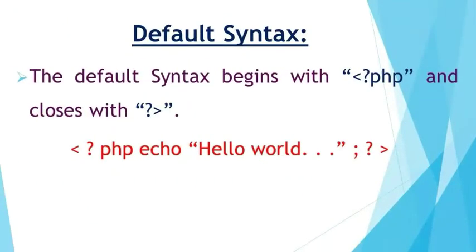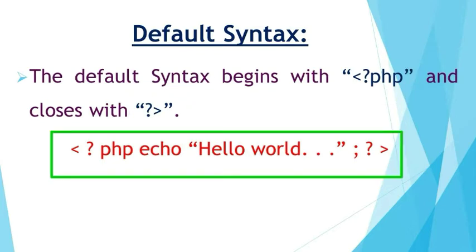The default syntax begins with less than question mark php and closes with question mark greater than. See here, this is the example code of default syntax. Here, this is the opening tag, this is the closing tag. This is the string hello world. Echo means what? This is the output statement. To print one or more strings, you can use this echo statement.